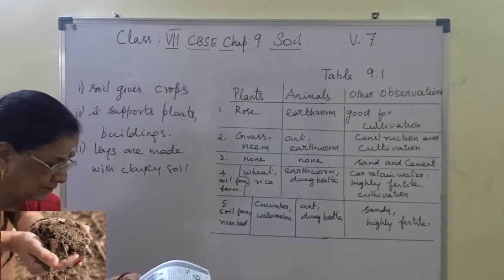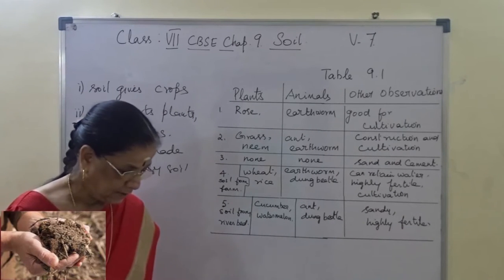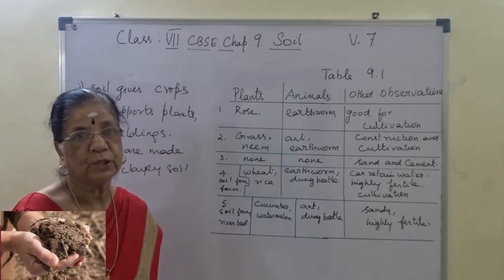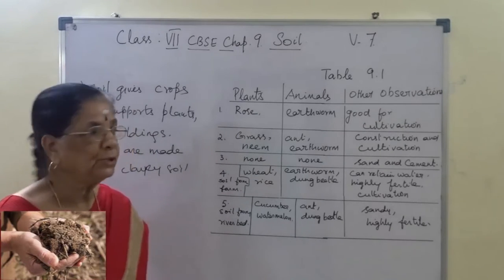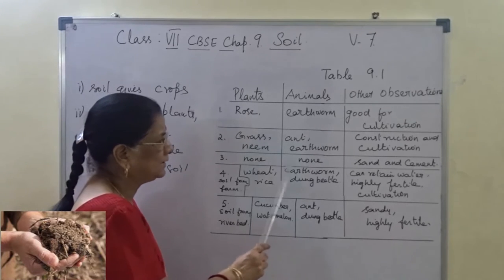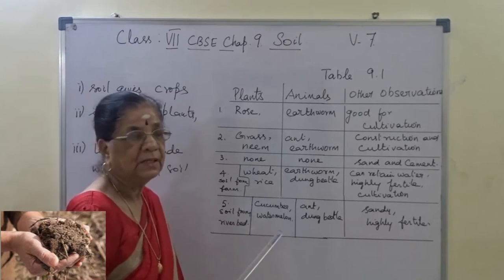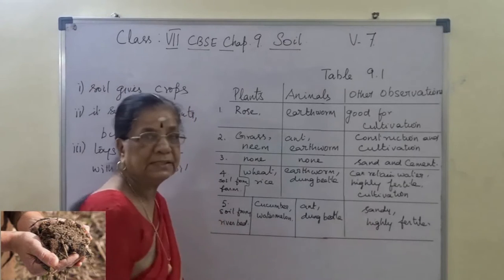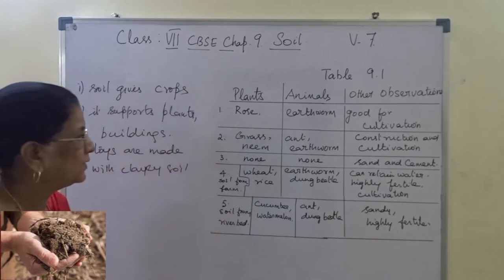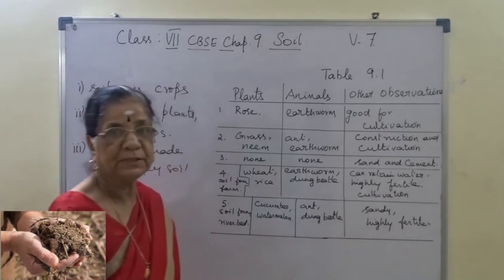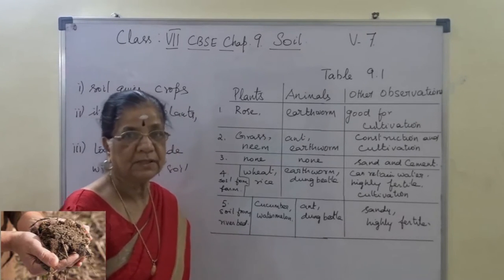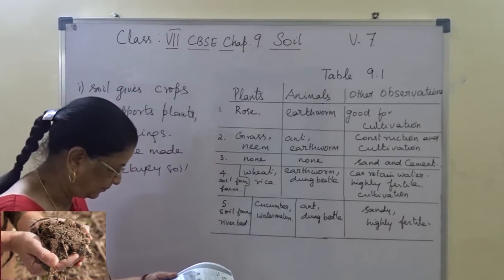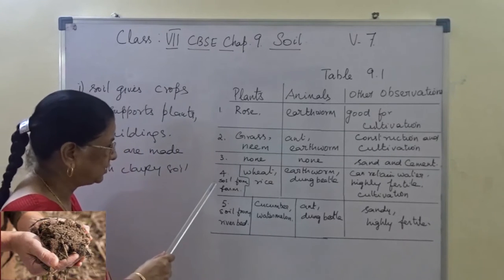The third one, soil from the area where construction is going on. We don't find any plants or animals, only sand and cement. Right? Then the fourth one, soil from farm.